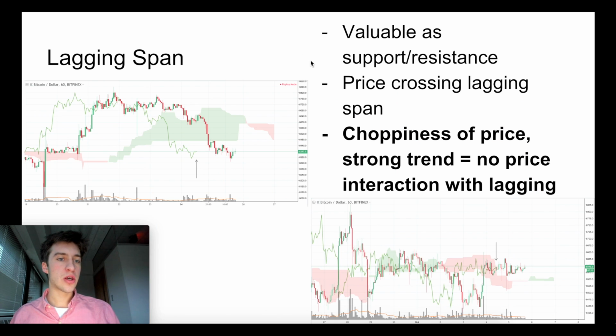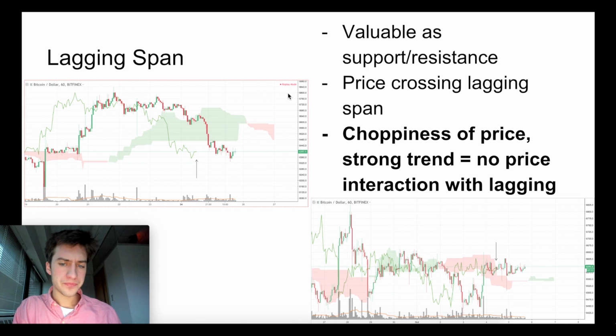In the beginner video, I did not talk at all about the lagging span. This is that fifth part of the Ichimoku cloud that I just didn't want to talk about because it's typically not talked about as much. What this is, it's just price, but it's price 30 periods in the past with my settings.